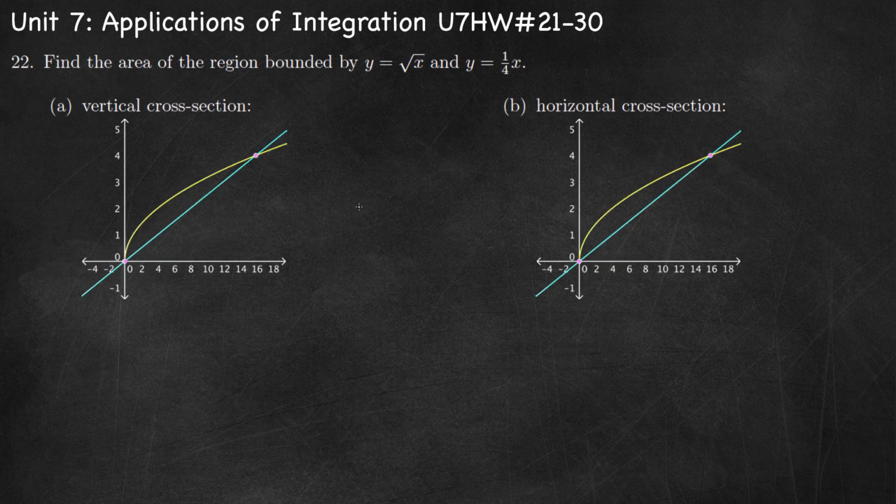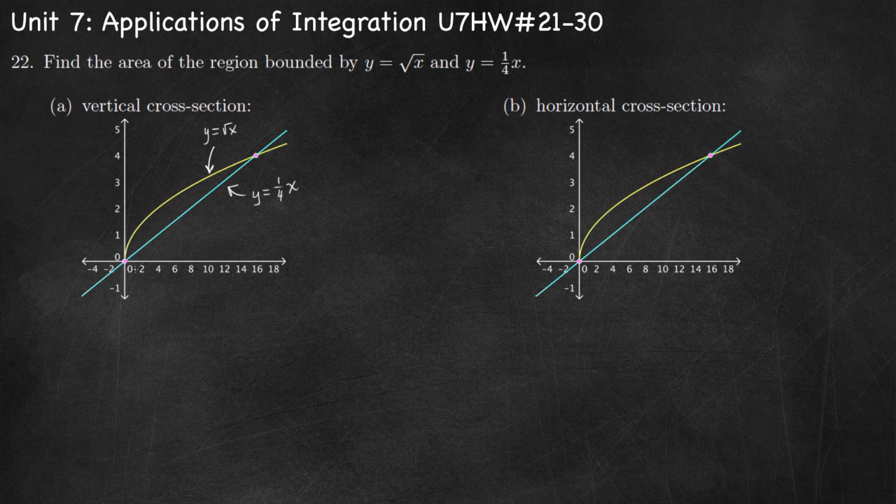Number 22, find the area of the region bounded by y equals square root of x and y equals 1/4 x. So this time let's start by identifying which is the top function and then which is the bottom function. For a vertical cross-section problem, our top function is y equals square root of x, and our bottom function is y equals 1/4 x.